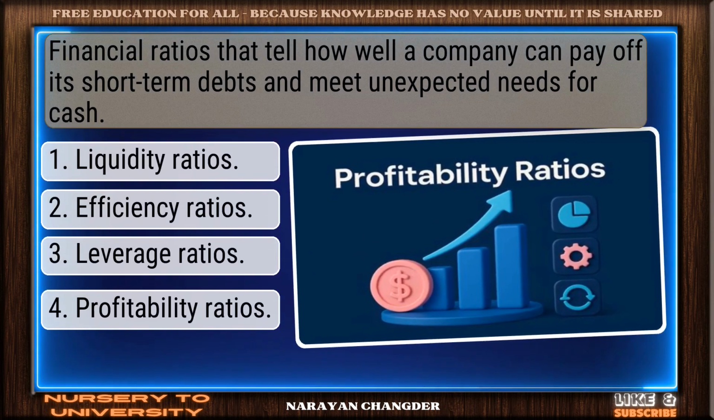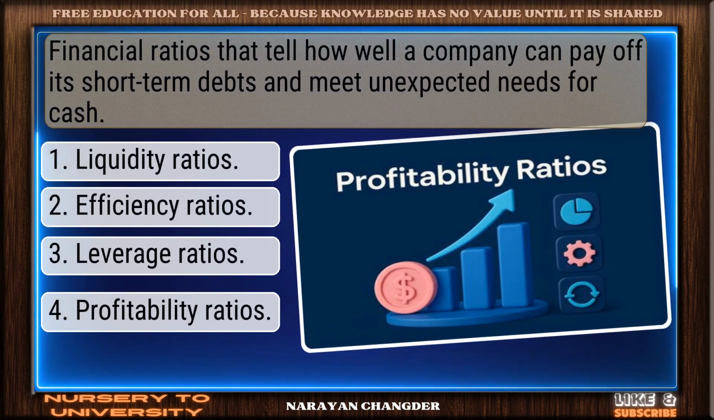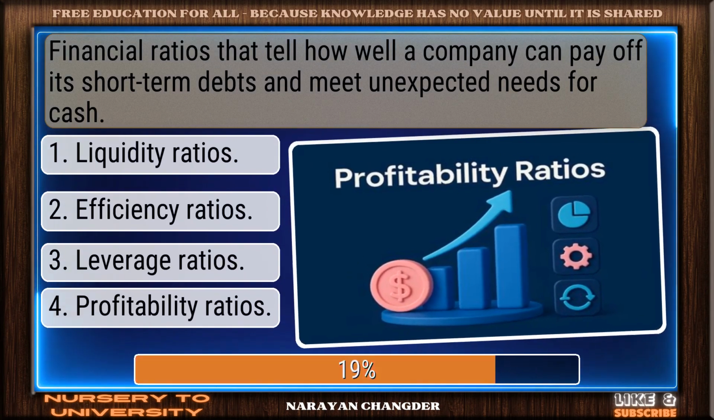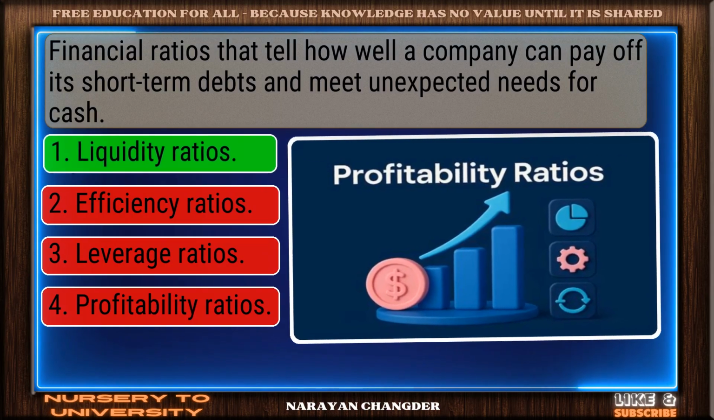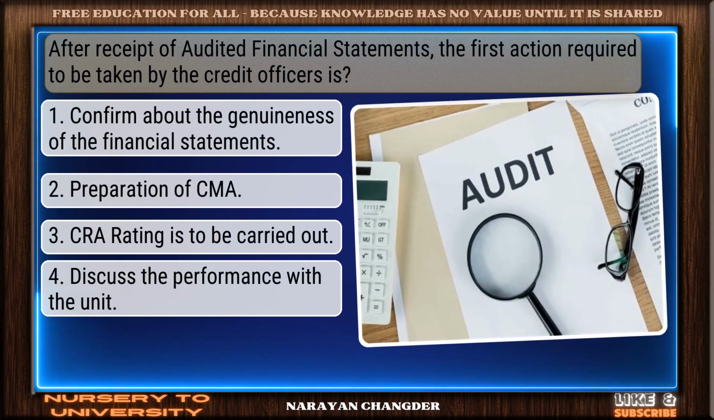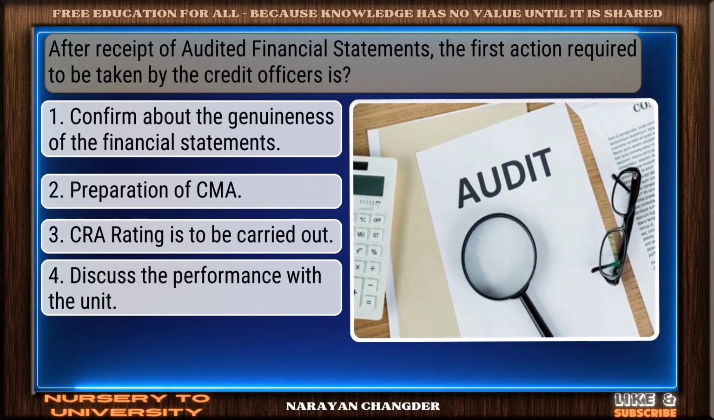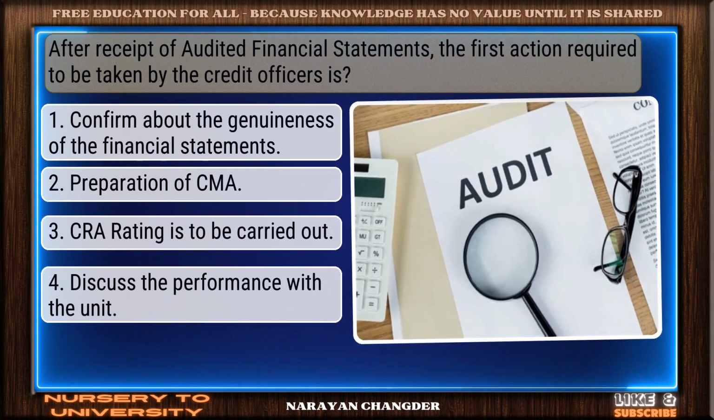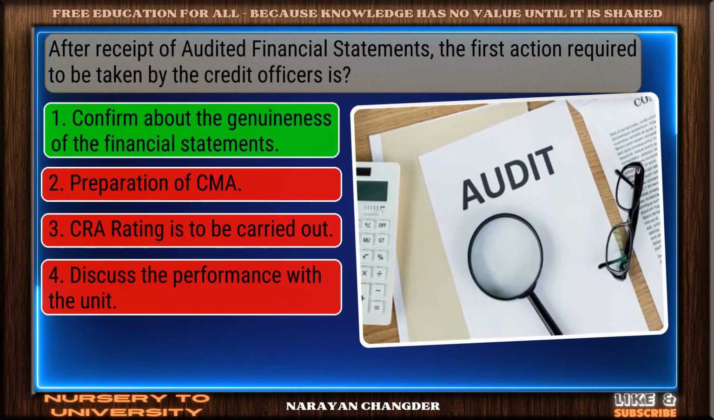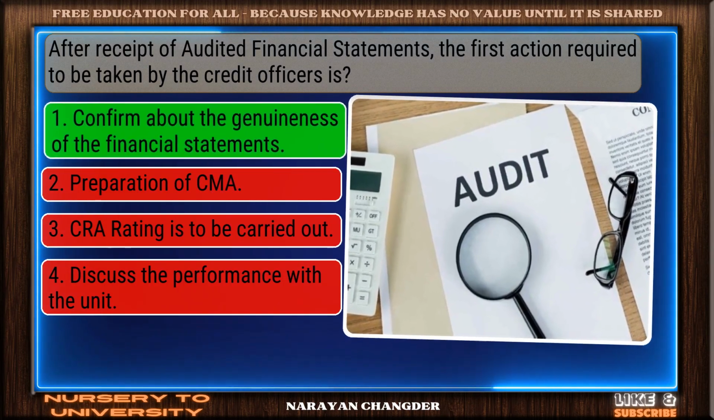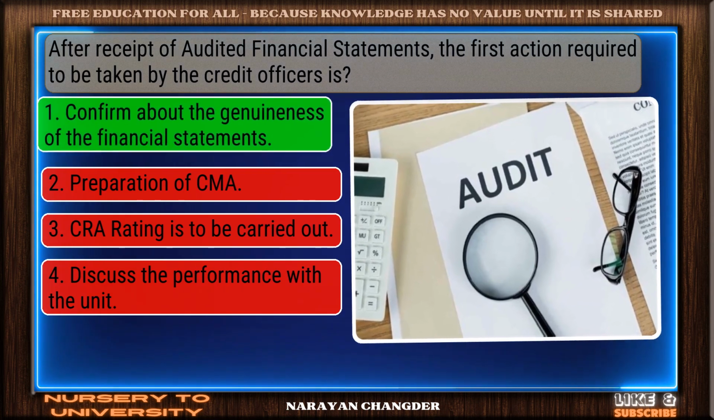Financial ratios that tell how well a company can pay off its short-term debts and meet unexpected needs for cash. Bravo! Liquidity ratios is the answer. After receipt of audited financial statements, the first action required to be taken by the credit officers is? Excellent. Confirm about the genuineness of the financial statements is a brilliant choice.